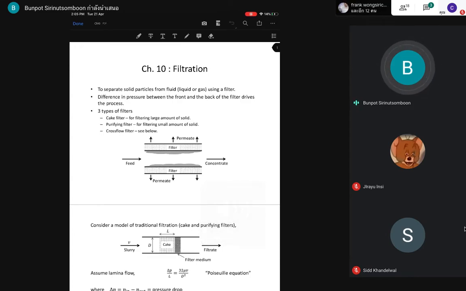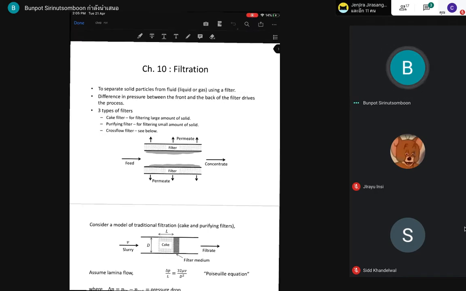So again, this chapter 10, our last chapter, is slightly different from the previous processes. In the previous chapters, we focused on the units with columns, those processes that work with columns have equilibrium stages. But this one is quite different from the previous processes. But filtration is still considered one of the important separation units, so that's why we need to talk a bit about it.